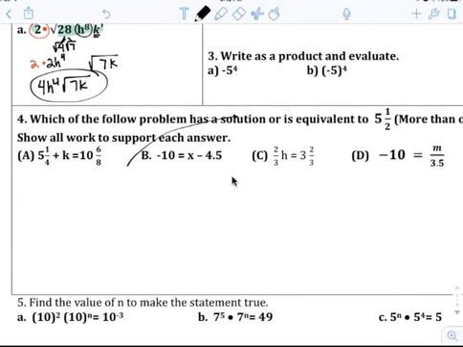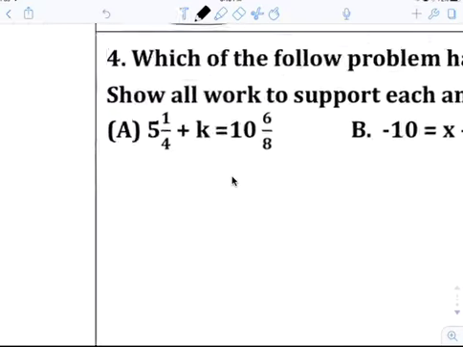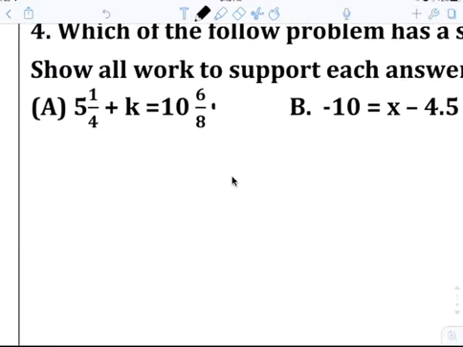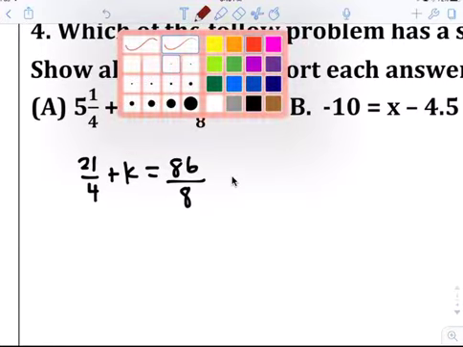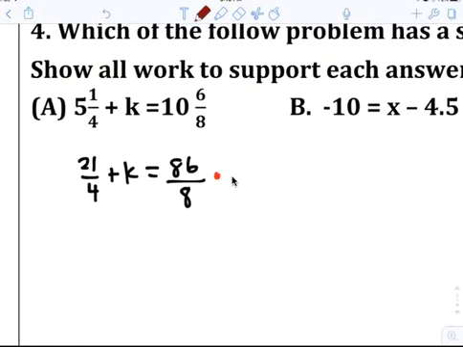Anyways, this one here, you cannot get rid of the fractions unless they're improper because you're multiplying. When you're multiplying, these all have to be improper fractions. So, in order to get rid of the fractions, you need to make it improper first. 21 over 4 plus k equals 86 over 8. Multiply all. Now we can get rid of the fraction. Multiply all of them by 8.